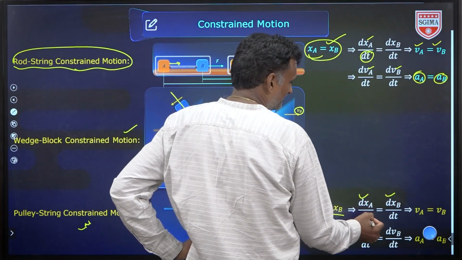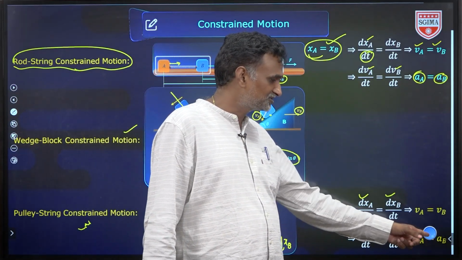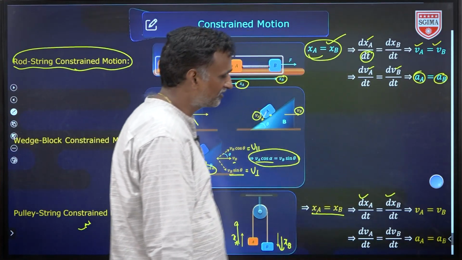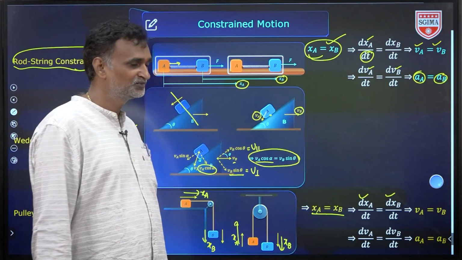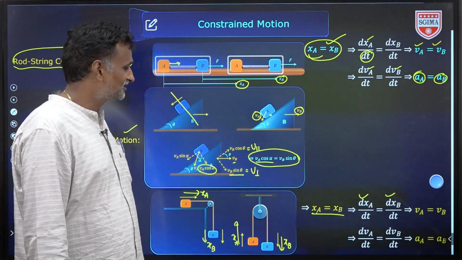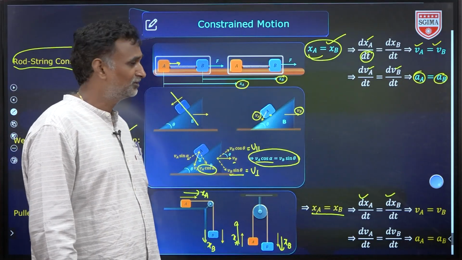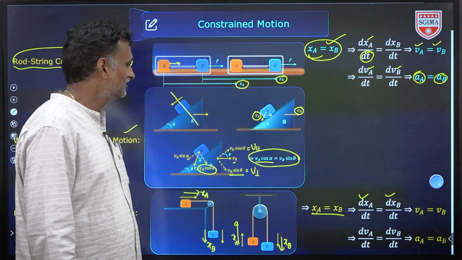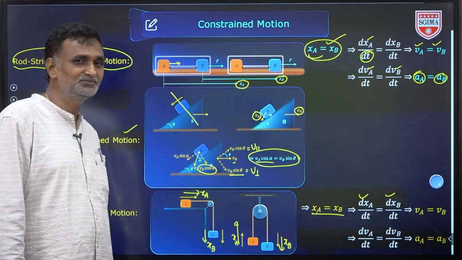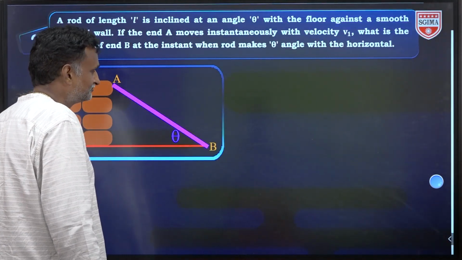dXA by dt equals dXB by dt gives you the velocity relation. Next, differentiating velocity gives you the acceleration relation. Here accelerations, velocities and displacements are all equal in this case. So this is the basic introduction, where we analyze the concept of finding relations between the parameters involved in constrained motion. Now let us go through some illustrations to study and understand the concept of constrained motion deeply. Now, let us move on to the next slide.